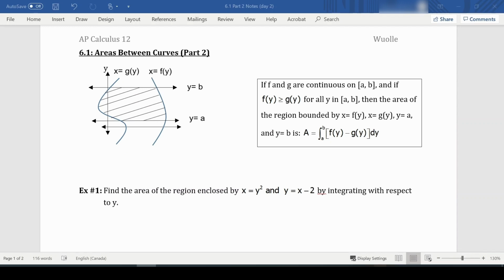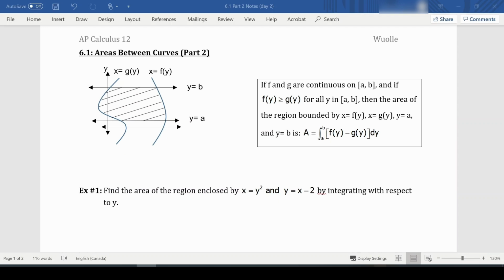In the last lesson, we looked at finding the area between two curves where you had a top curve, f of x, and a bottom curve, g of x, and you had an upper and lower bound, x equals a and x equals b. So you had four lines essentially that you were using to find the area between those lines. You had a top curve and a bottom curve, and you had two vertical lines, a left vertical line and a right vertical line. We did top curve minus bottom curve with respect to x.